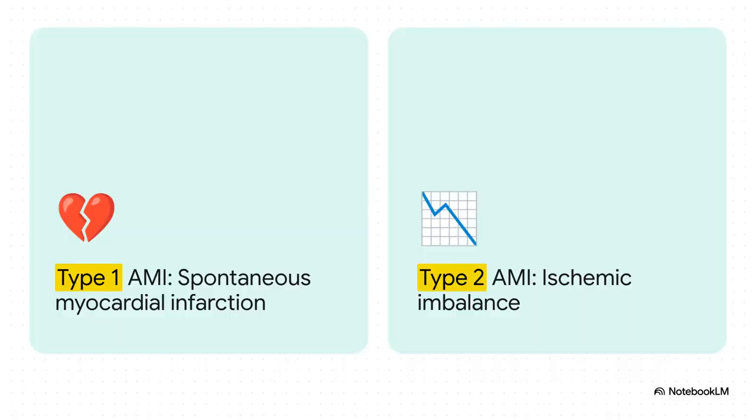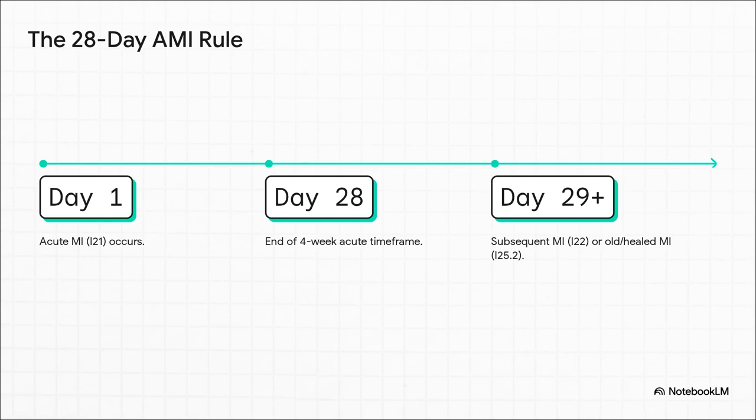When coding heart attacks, it is absolutely vital to clearly differentiate a Type 1 spontaneous acute myocardial infarction from a Type 2 AMI. They are completely different. Type 2 is caused by an underlying oxygen supply and demand mismatch. You've got an absolute 4-week, 28-day rule here. Anything happening within this 28-day window is coded as an acute MI from category I-21. The very moment you hit day 29 or after, it requires a subsequent or old healed code.